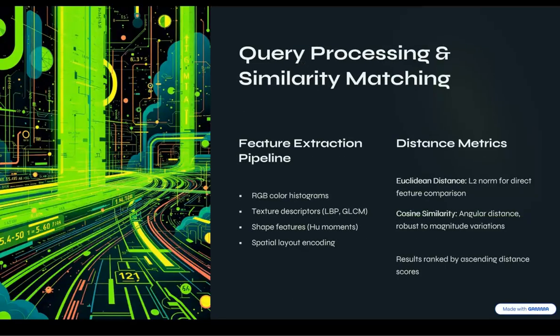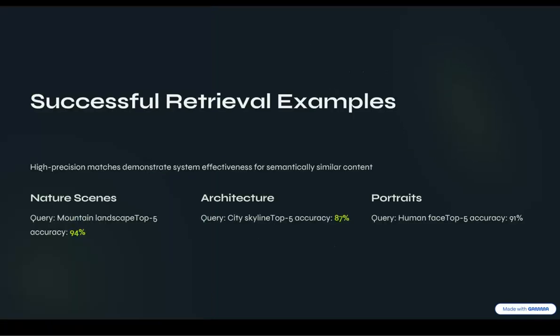So, the results. Here are some successful retrieval examples for the nature scene. The results demonstrate that even a relatively simple histogram approach can be highly efficient across varied image categories.